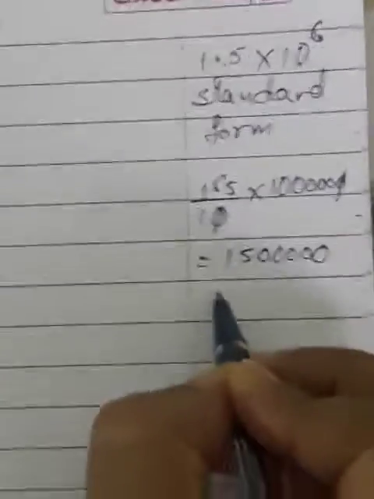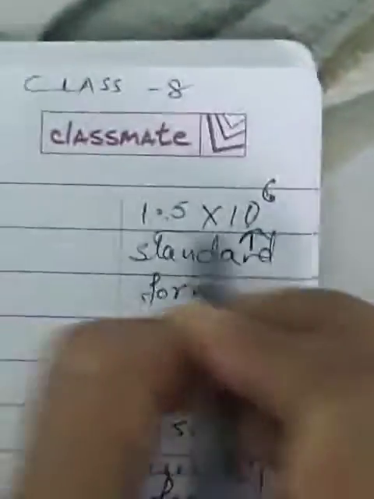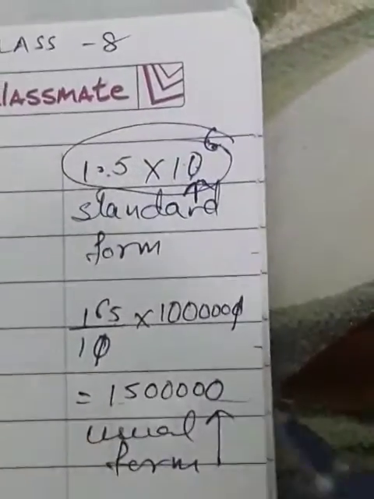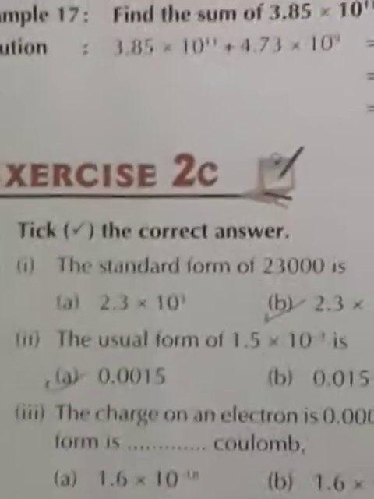Okay, so this is known as your usual form. And this is known as your standard form. When we write in power like this, short, and when we expand and explain fully, that is known as usual form. Now in this question number 1, first part is the standard form of 23,000 is, okay, one of this answer. Now let us see how to get the answer.